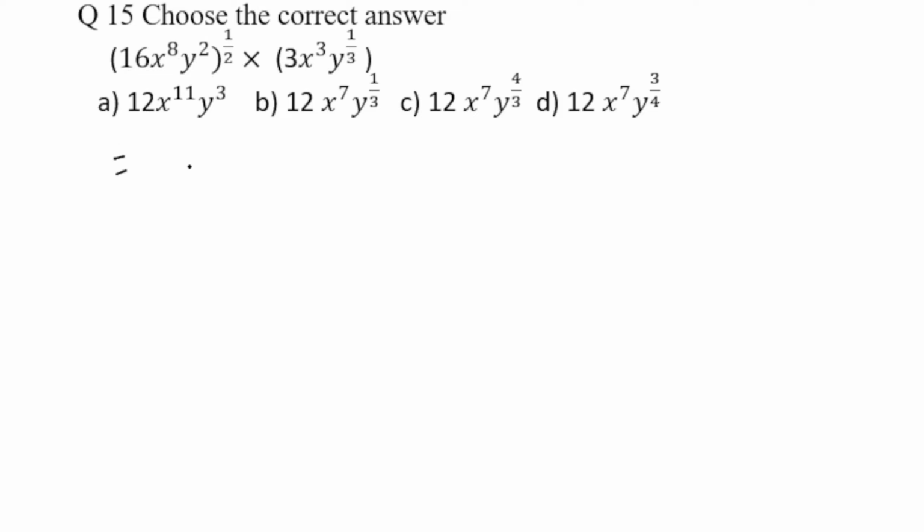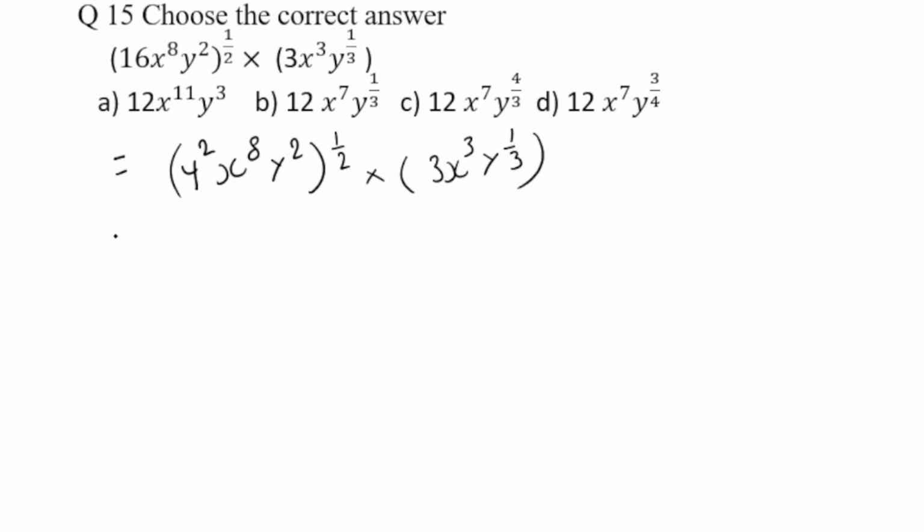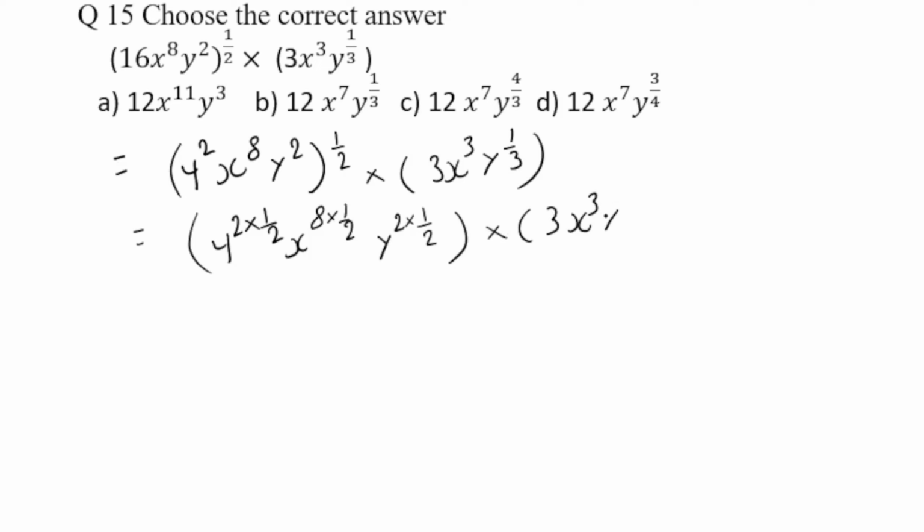We can write 16 as 4 square. 4 square x to the power 8 y square, all to the power 1 by 2, multiply 3 x to the power 3 y to the power 1 by 3. Now use the power of exponent property. 4 square multiply 1 by 2, x to the power 8 multiply 1 by 2, y square multiply 1 by 2, multiply 3 x to the power 3 y to the power 1 by 3.